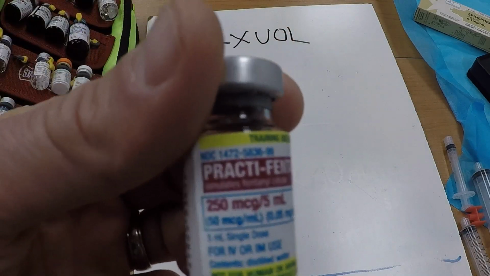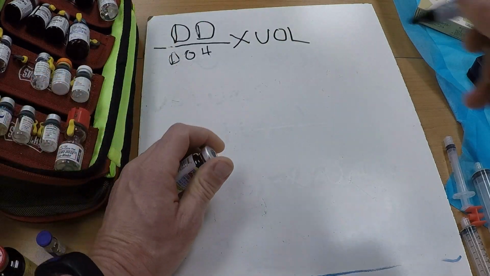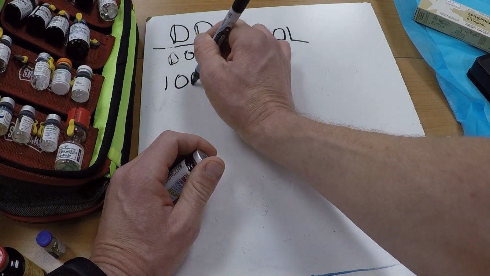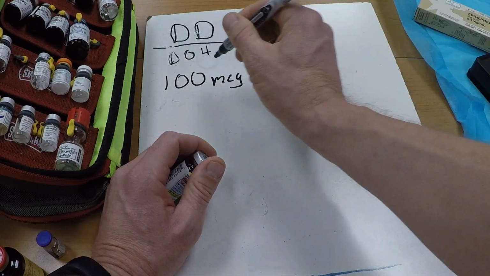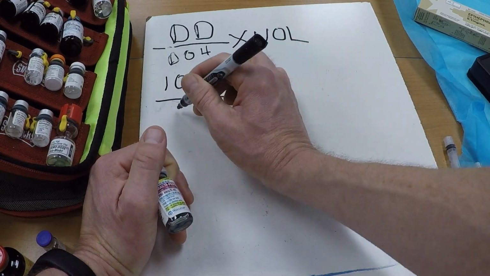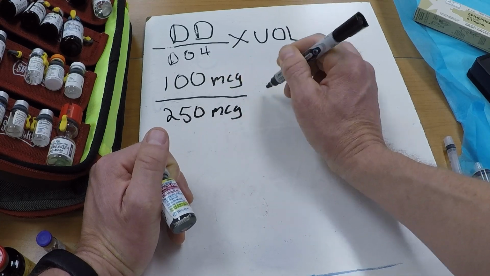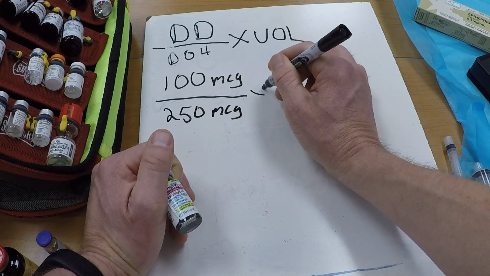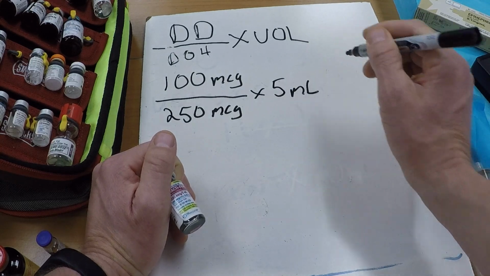Okay, so next up we're going to give someone fentanyl for pain, and we want to give 100 micrograms. Our dose on hand is 250 micrograms, and our volume is 5 milliliters.